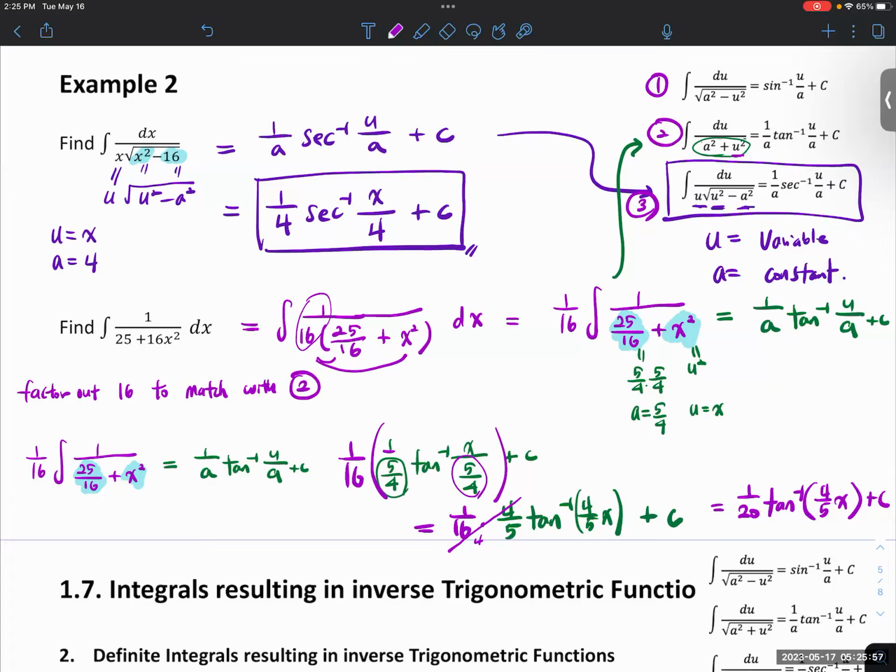But don't forget this 1 over 16. So we have to keep multiplying it. So when I did that, you will get the final answer right there.